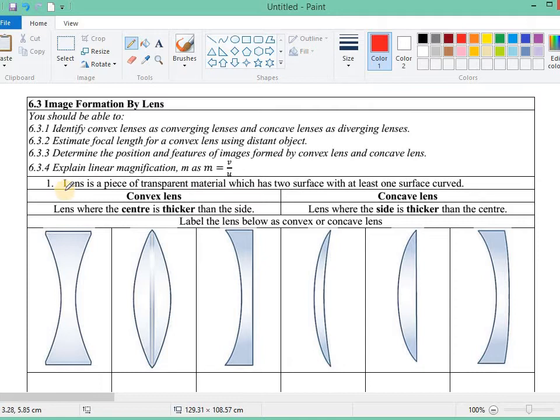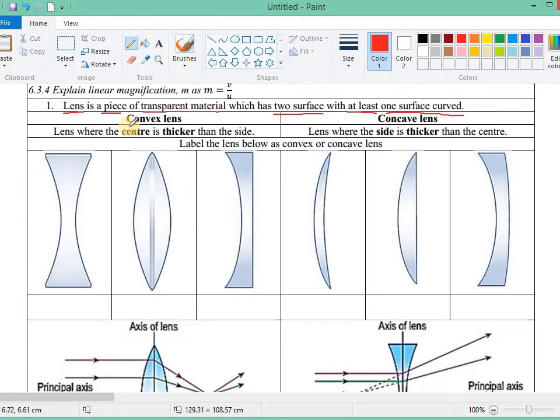So what is a lens? A lens is a piece of transparent material which has two surfaces with at least one surface curved. Two surfaces, at least one of them is curved. So there are two types of lens: convex lens and concave lens. The first thing that we need to learn is how to identify convex lens and concave lens.